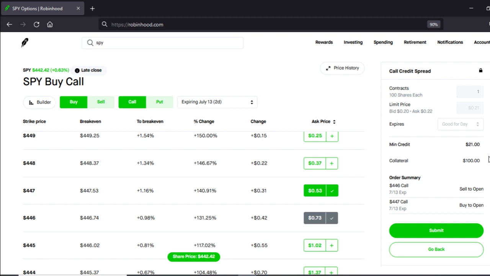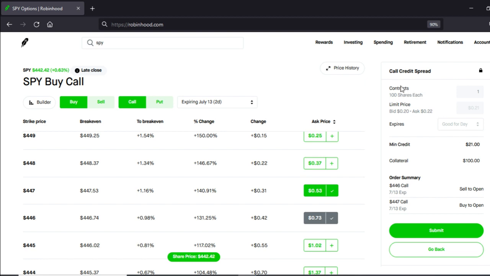Now, here's the third way in which this trade could go, which everyone always forgets to mention, and it has happened to me a couple of times. Come July 13th at expiration, if SPY is trading anywhere between your spread, which is 446 and 447, then once again, you keep your minimum credit, but now your entire collateral of $100 is not taken away from you. You do get a small portion back, which is a win in my book.